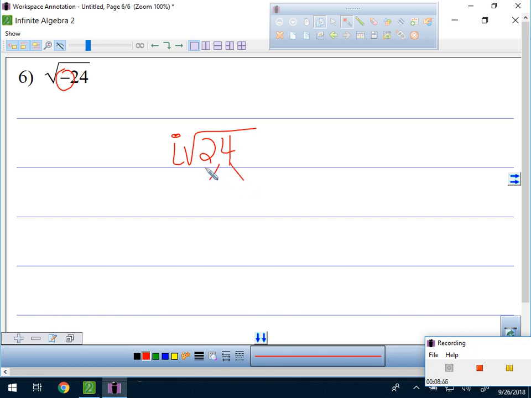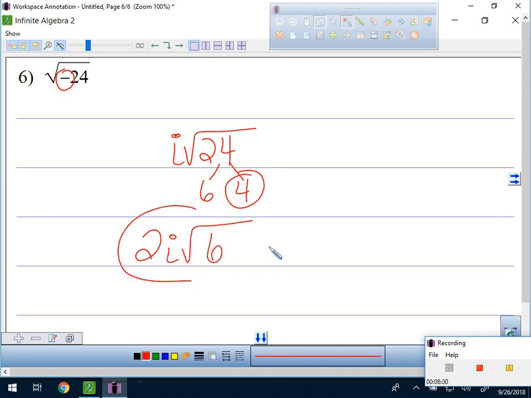However, the 24, I can break this down into 6 times 4. Now you're probably thinking, well, why'd you use 6 times 4? Why not 2 times 12 or 8 times 3? Yeah, there's a square root of 4, and the square root of 4 is 2, and so I have a 2i on the outside, and I have a 6 on the inside. So I'd have 2i radical 6, and that would be my answer for number 6. But you could do any type of problem like that. Just remember, try to break it down using numbers that have a square root.